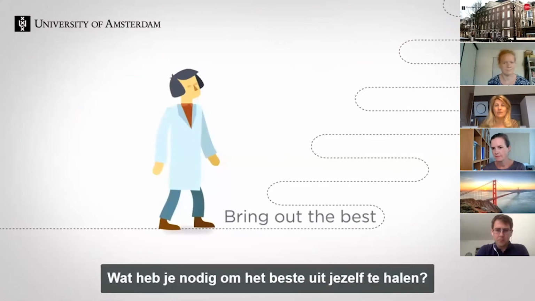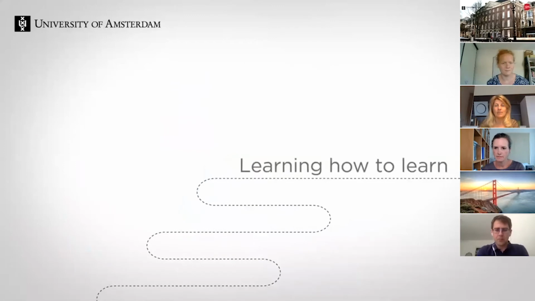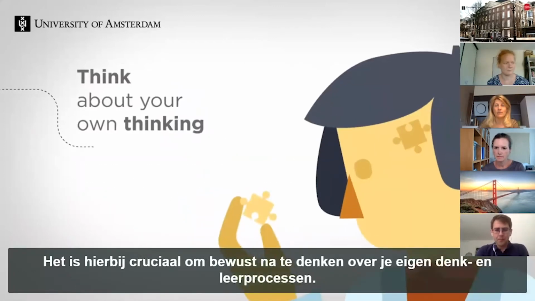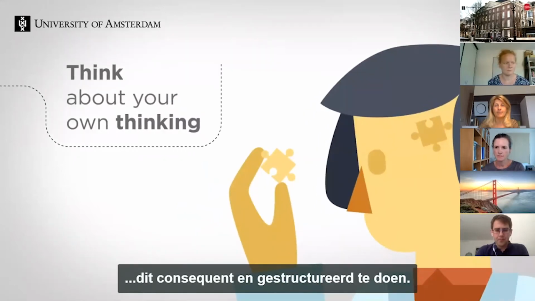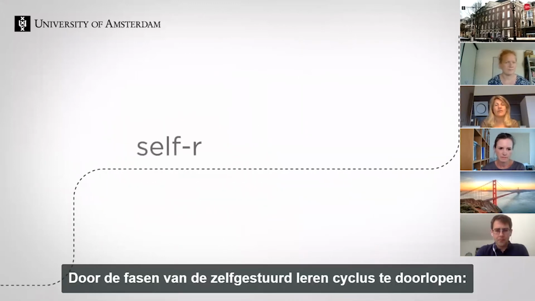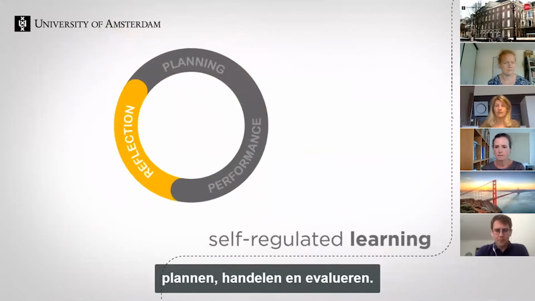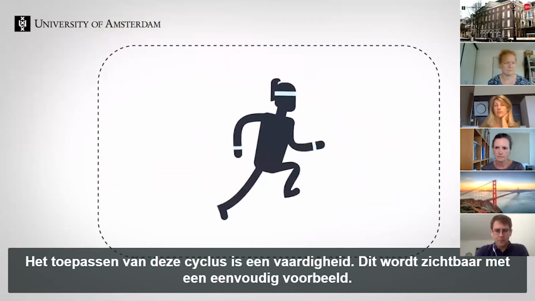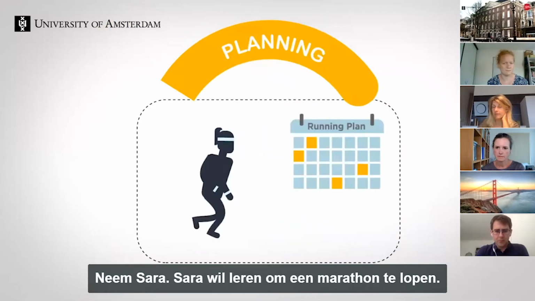How can you bring out the best in yourself? In short, by learning how to learn. It's crucial to consciously think about your own thinking and learning process. It sounds simple, but it's not easy to consistently do this in a structured manner. How can you achieve this? By going through the phases of the self-regulated learning cycle: planning, performance, and reflection. Applying these phases is a skill which can be demonstrated with a simple example. Let's look at Sarah, who wants to learn how to run a marathon.